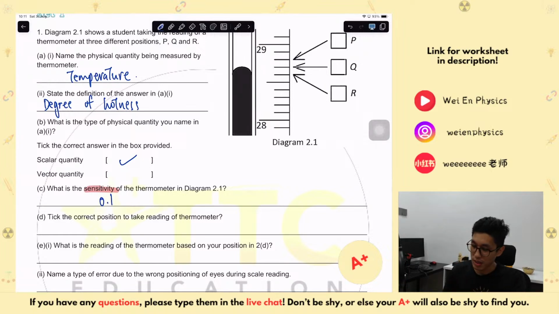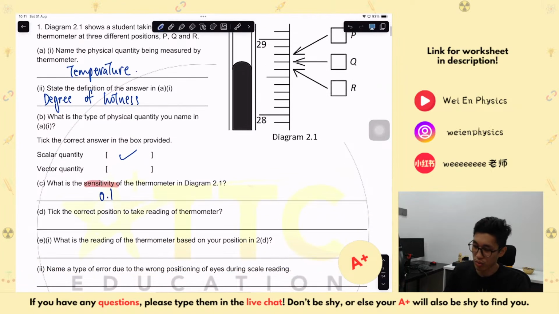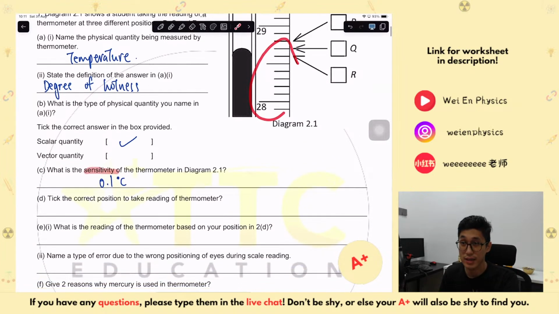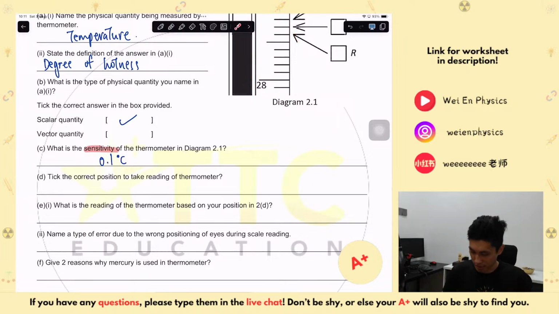Normally our thermometer is in degrees Celsius. We don't use Kelvin, even though that's the SI unit, because we are referring to the thermometer here. So the answer is 0.1 degrees Celsius.